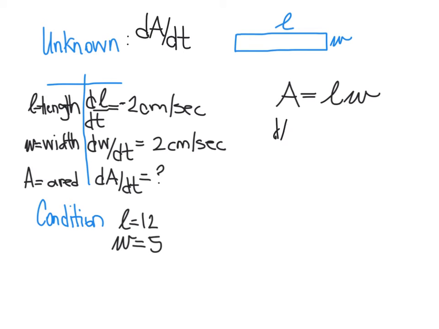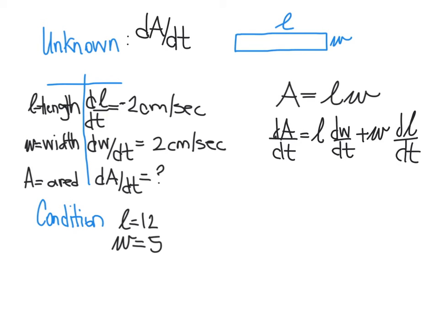So now I'm going to take the derivative. The derivative of area with respect to time, product rule: length stays the same, derivative of width with respect to time, plus the second term, width stays the same, derivative of length with respect to time. Now I substitute all that I know. The derivative of area with respect to time, that's my unknown. The condition says when the length is 12, and we know dW/dt is 2, and then the width is 5, and the change in length over time is negative 2.